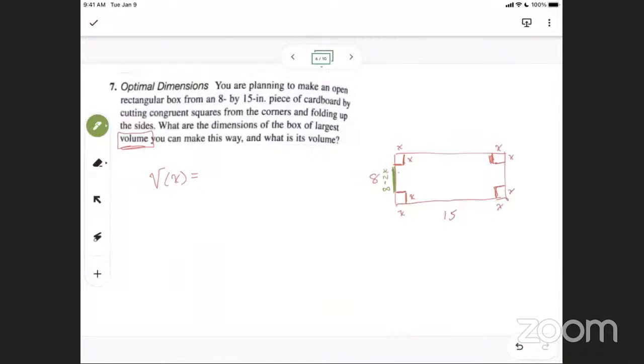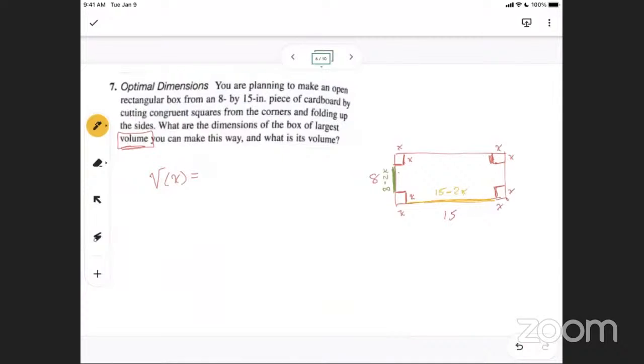Do you understand? Yeah. And do you see how this is going to be the length? And what's that length going to be? 15 minus 2x. Good. And then what's the height going to be, of course?